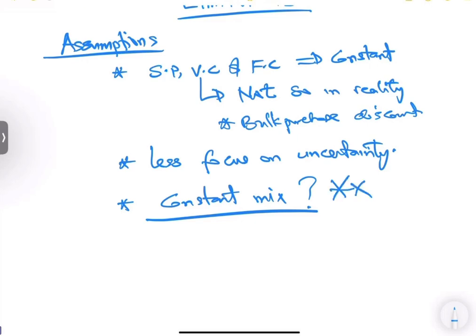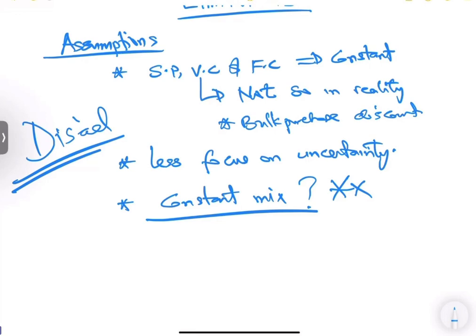So you can imagine, as fantastic as the analysis is, we've just rubbished it. So you need to know those disadvantages as much as you know how to do the analysis. Any question? And that is it for CVP analysis.